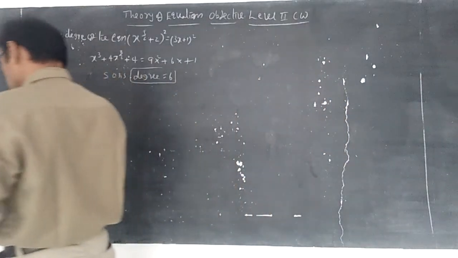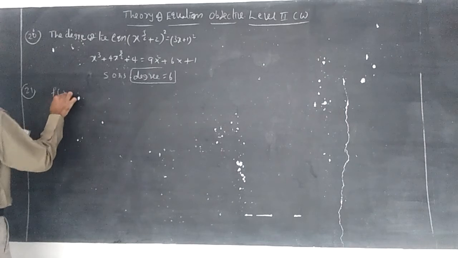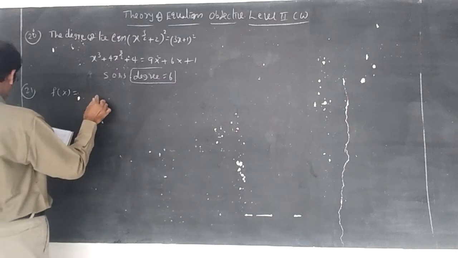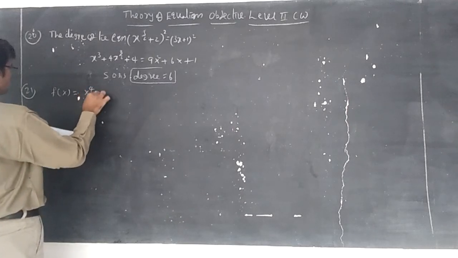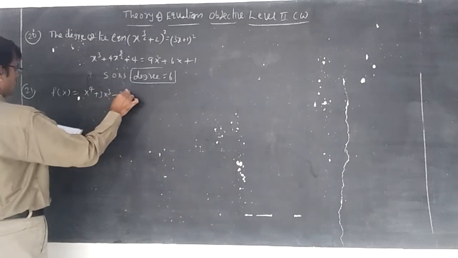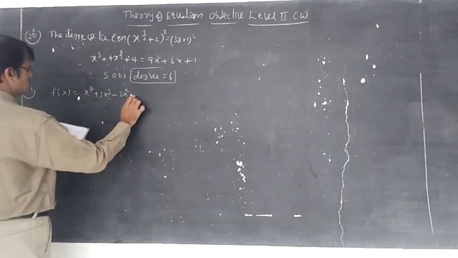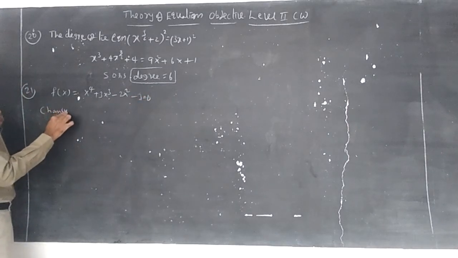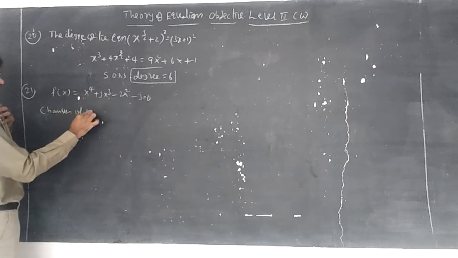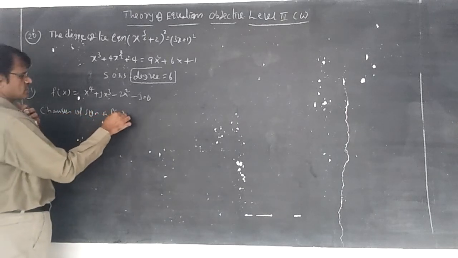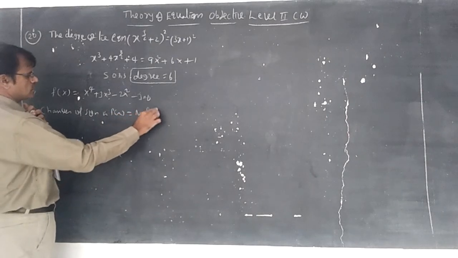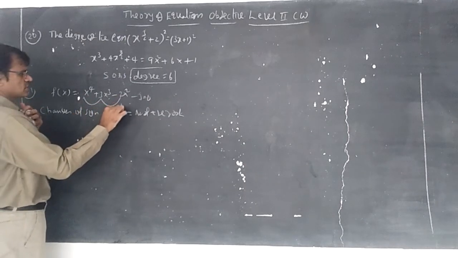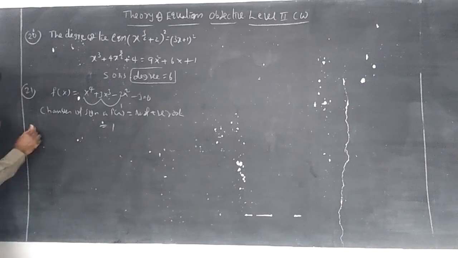Next, Descartes rule. Number of positive roots. f of x is equal to x power 4 plus 3x cube minus 2x square minus 3 is equal to 0. Changes of sign in f of x is equal to the number of positive roots. It is plus 2, no change, plus 2 minus 1 change. That's all, only that is the one rule.